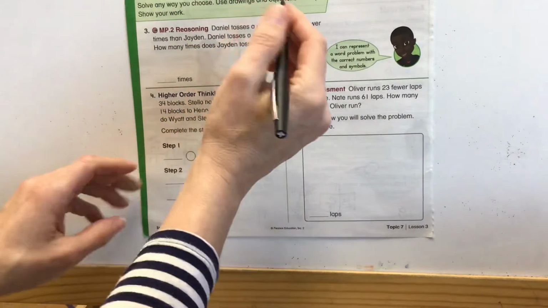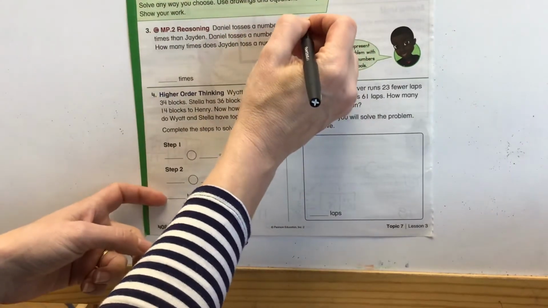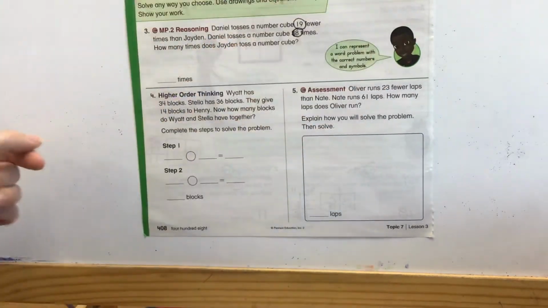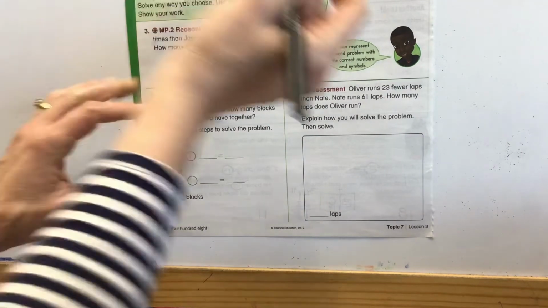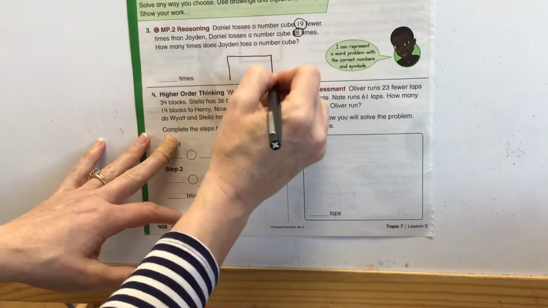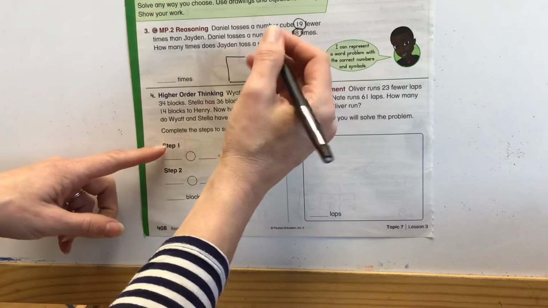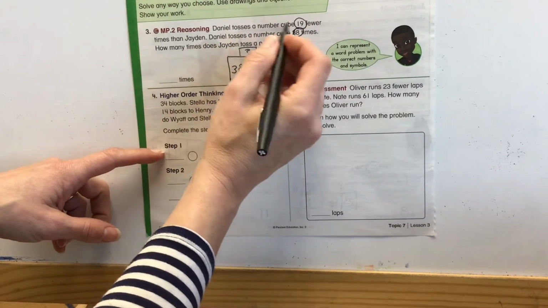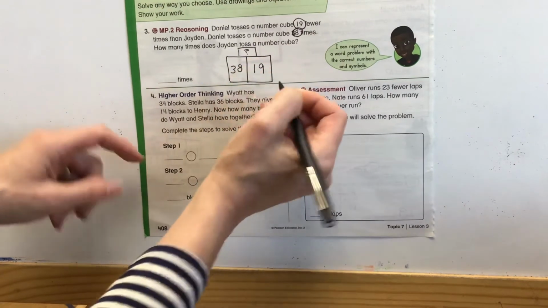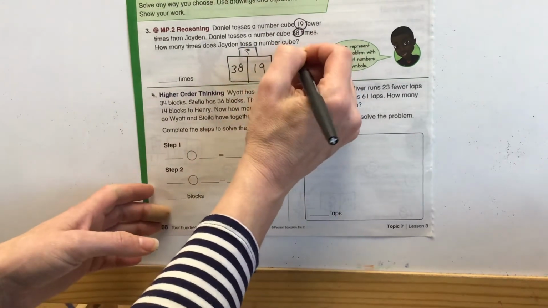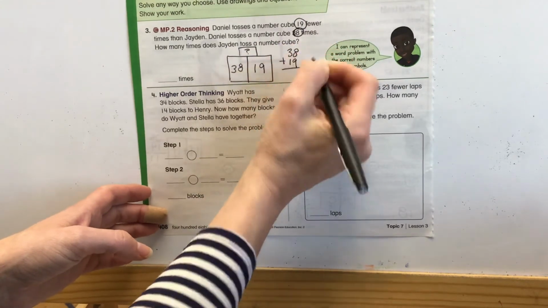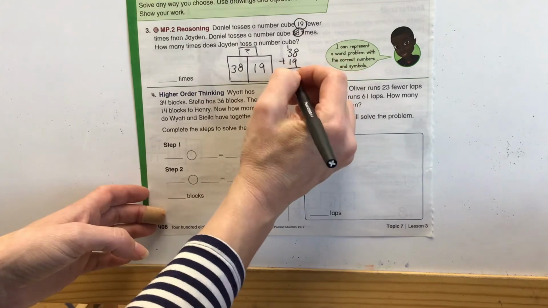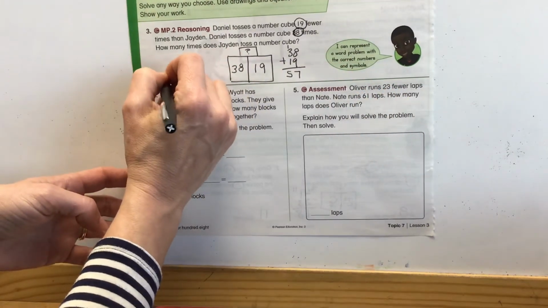Okay, Daniel tosses a number cube 19 fewer times than Jaden. Daniel tosses a number cube 38 times. How many times does Jaden toss a number cube? So we've got our two numbers here. We need to know the total number. We don't know the total number on here. So we do know 38 times. And Daniel tossed it 19 fewer times than Jaden, which is 19. So we need to add these two numbers together to get our total. So 38 plus 19. 8 plus 9 is 17. 1 plus 3 is 4, plus 1 more is 5. So we have a total of 57 times.